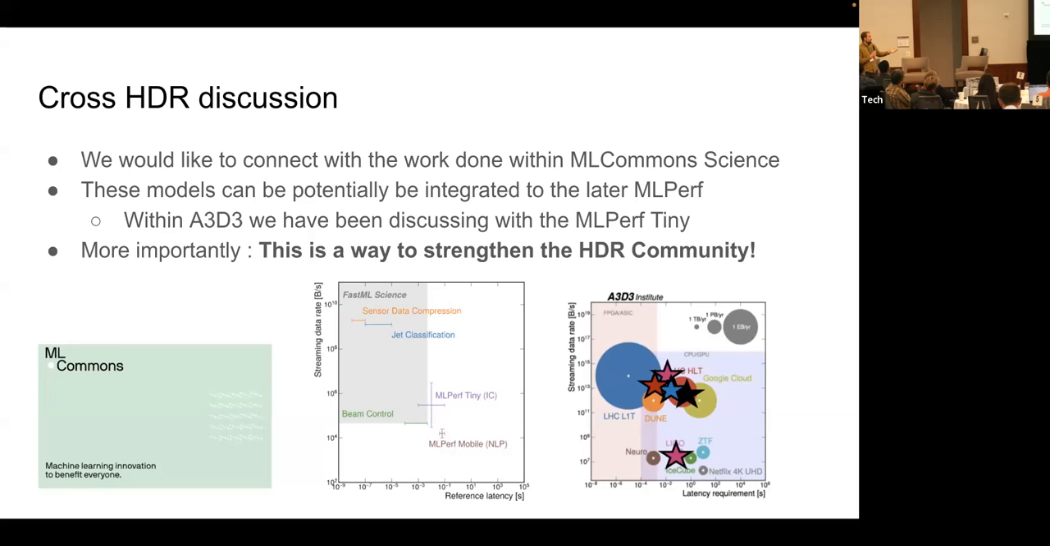And the other thing that's even more important is that this is a way for us in the HDR community to interact with each other, talk about how we prepare our data sets, how we ensure our FAIR principles across the community, and hopefully strengthen the community together. All right, thank you.